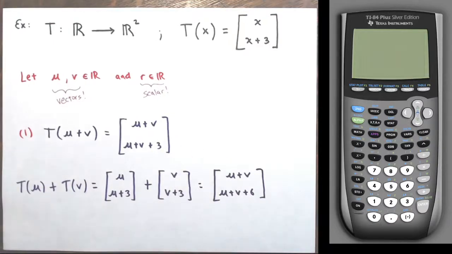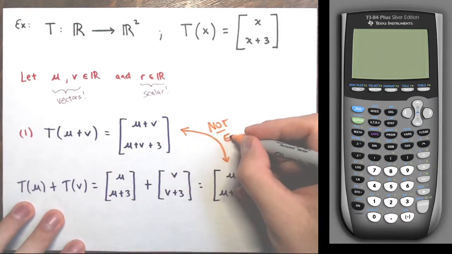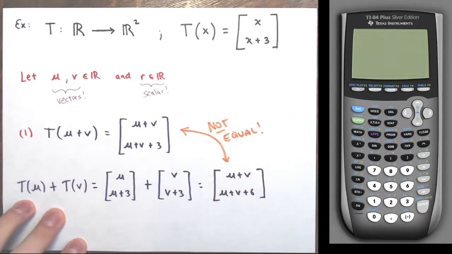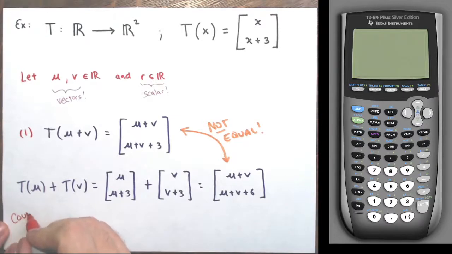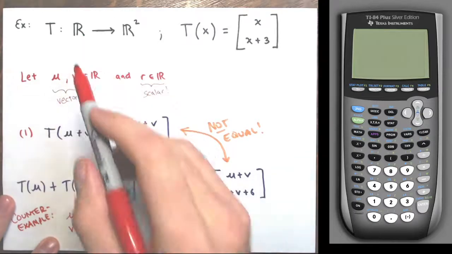And can you see how these are not the same? These are not equal. So it's telling me that this is not linear. And I'll give a quick counterexample. Here's two vectors. Say u is the number 3 and v is the number 5. Again, these are from the domain, the real numbers, just one number.